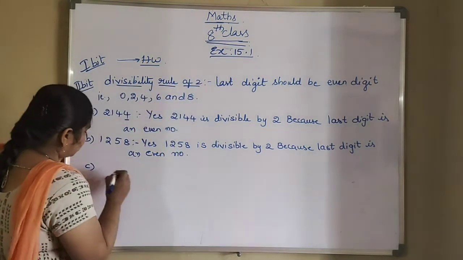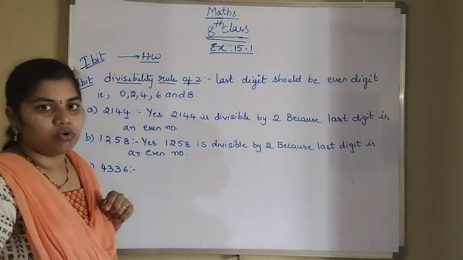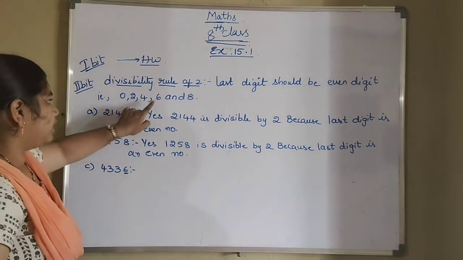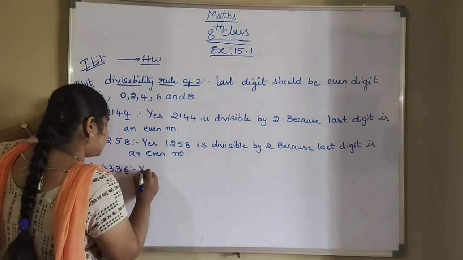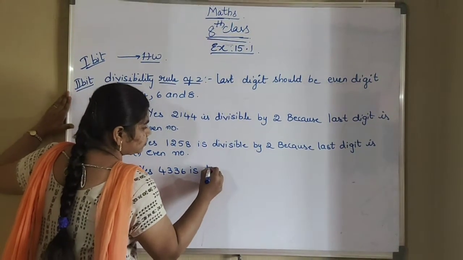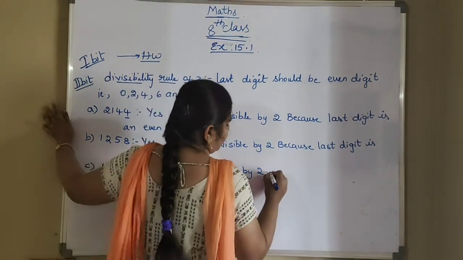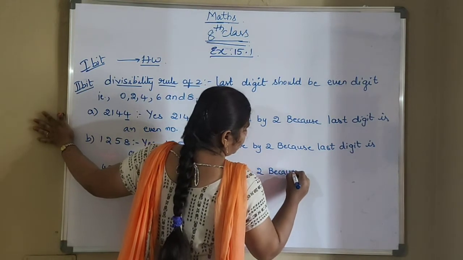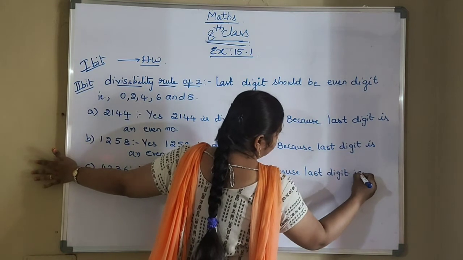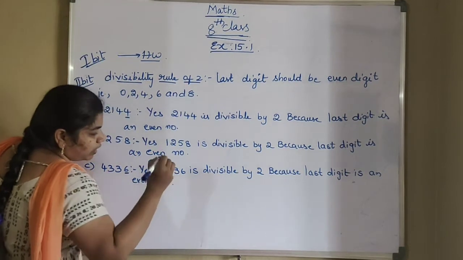Now second bit, that is next one, C bit. What is that? 4336. So whether this number is also divisible by 2 or not, we have to check. So what is the last digit here? 6. So 6 is also an even digit. So yes, 4336 is divisible by 2 because last digit is an even number.